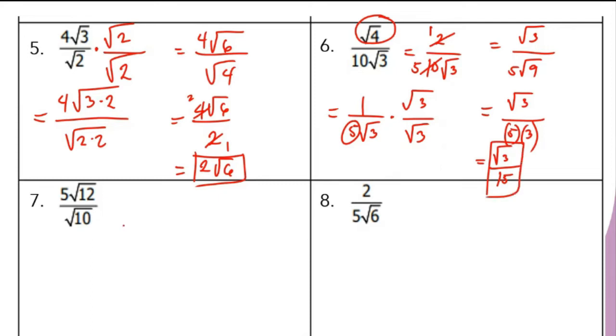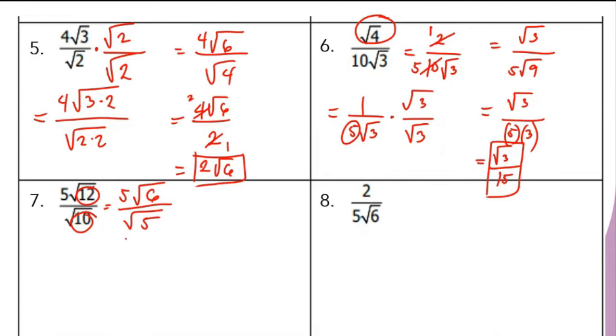Number 7. Based on the given, there is a common factor between the radicals, so we can simplify it first. So you will be having 5 square root of 12 over square root of 10, and 12 and 10 have a common factor which is 2. So 12 divided by 2 is 6, and 10 divided by 2 is 5. So you will have 5 square root of 6 over square root of 5.